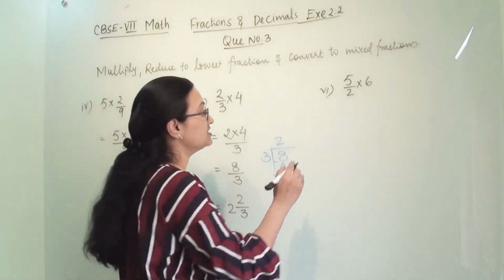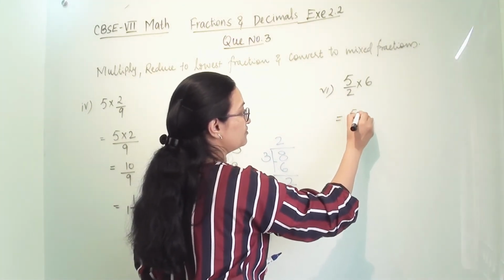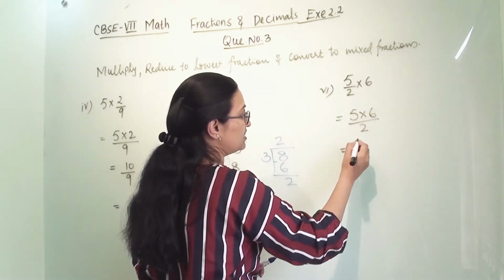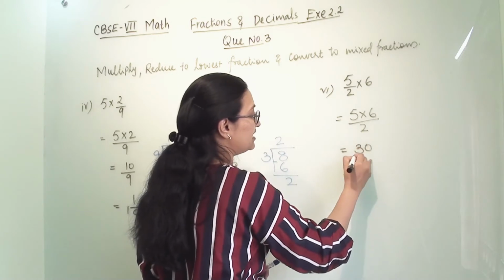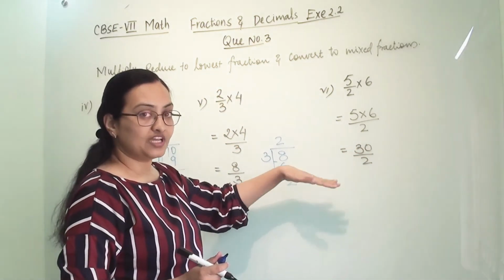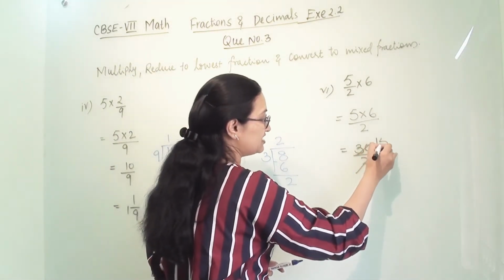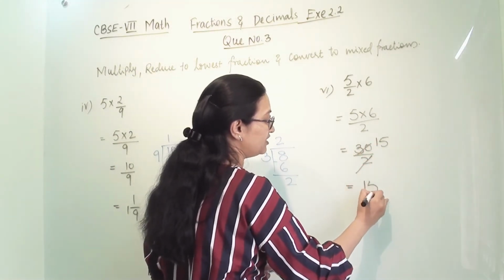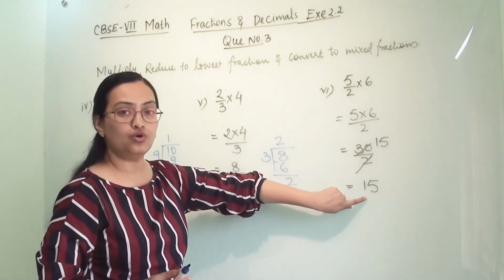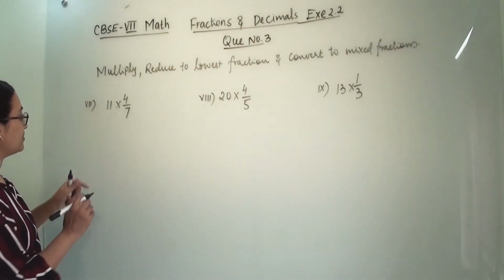The next is 5 by 2 into 6. 6 is a whole number, so we will multiply this with the numerator, divided by 2. So here we will get 30 divided by 2. Now both are even numbers, so we can reduce them to the lowest term. So we will get here 15, and the 15 will be alone as our answer because there will be no denominator.